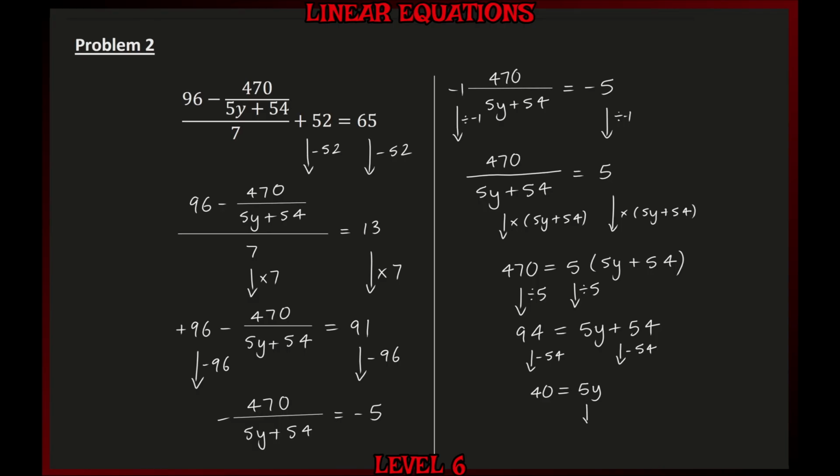Finally, we can remove the times 5 from in front of the y by dividing both sides by 5. And if we do this, the left becomes 40 divided by 5, which is 8. And on the right, 5y divided by 5 just gives us y. So our final answer to problem 2 is y is equal to 8.